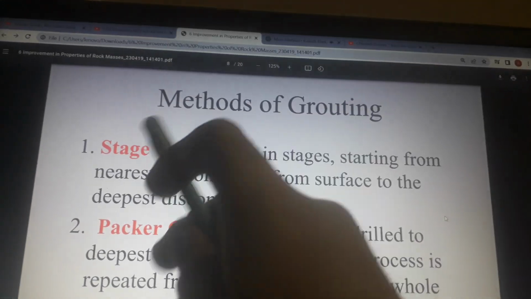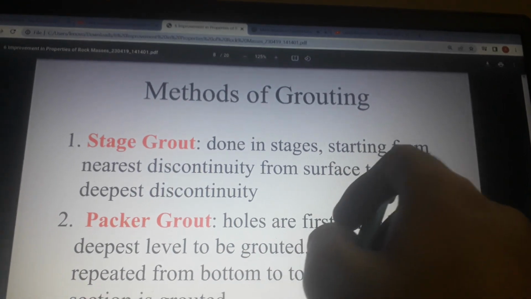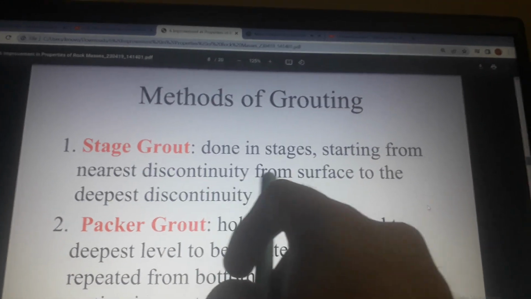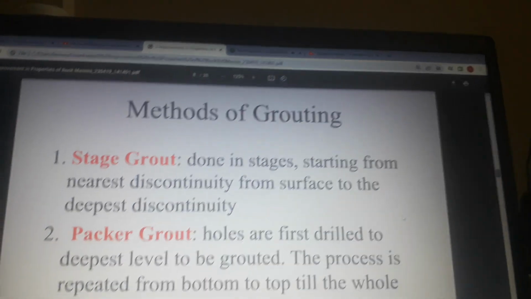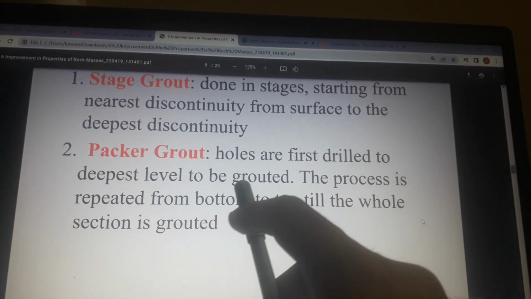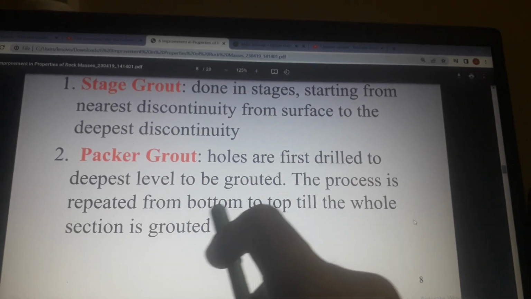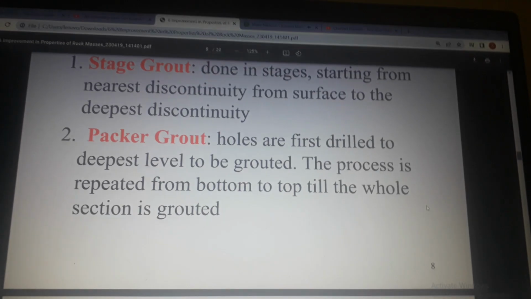Methods of grouting. First, stage grout, done in stages starting from the nearest discontinuity from the surface to the deepest discontinuity. Packer grout: holes are first drilled to the deepest level to be grouted. The process is repeated from bottom to top till the whole section is grouted.